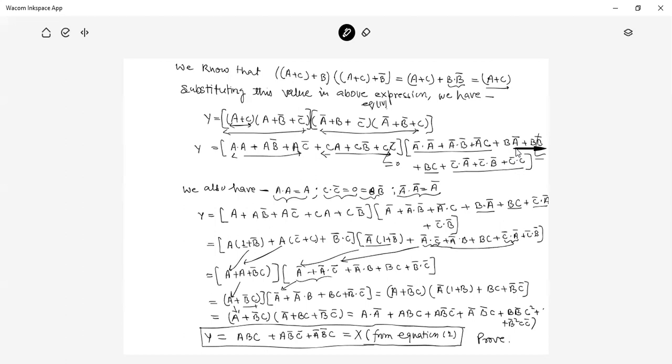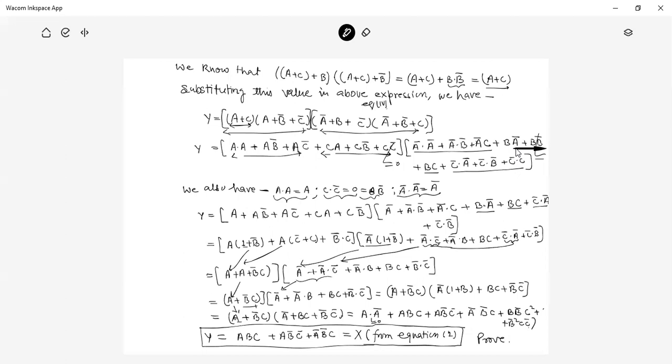Here it is A bar. Again A bar B, 1 plus B, and 1 plus B is 1. Again then BC. So A bar plus BC plus B. Now again multiply with this: A dot A bar, A dot ABC, A dot A B bar C. Here it is BC A bar, this is BC B bar. So by simplifying, here A bar A is 0. This gives the 0 value.